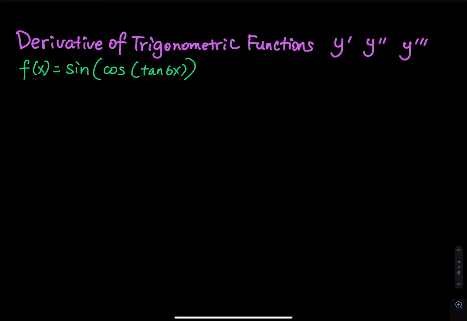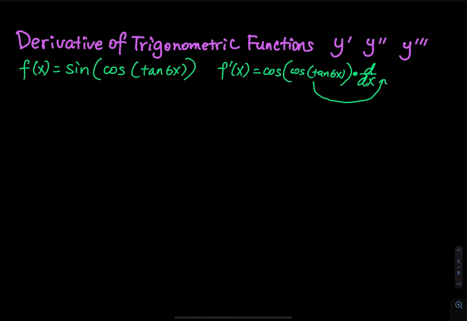So f prime of x. The derivative of sine is cosine, right? And then you copy everything inside the sine parentheses. So that is cosine of tangent 6x. And then by chain rule, you take the derivative of this piece, which is cosine of tangent 6x. This is using the chain rule. And then the next step, the cosine becomes a negative sign.